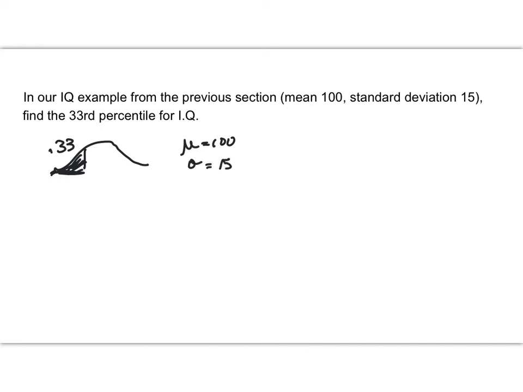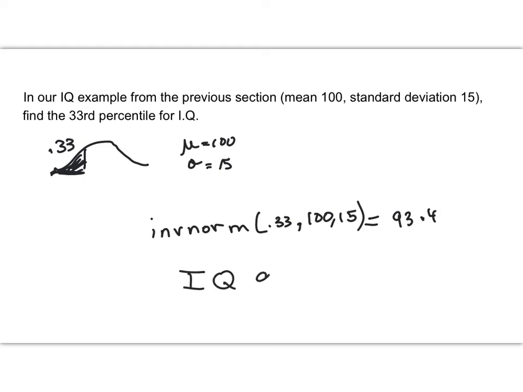So we can go into inverse normal. We're looking for the 33rd percentile with our mean and our standard deviation. And that's 93.4. So an IQ of 93.4 is in the 33rd percentile.